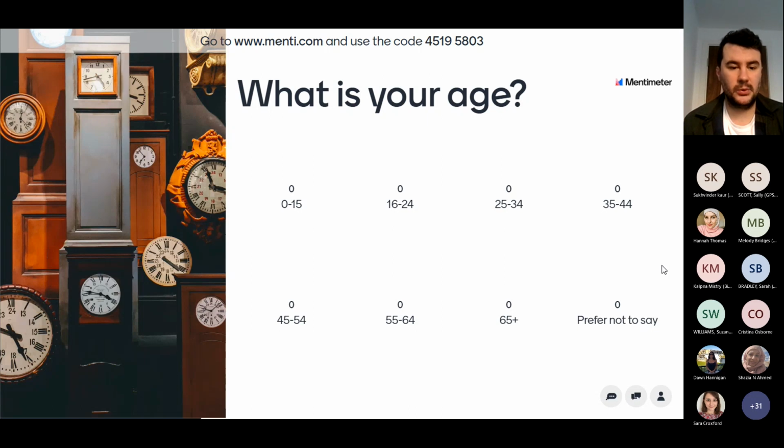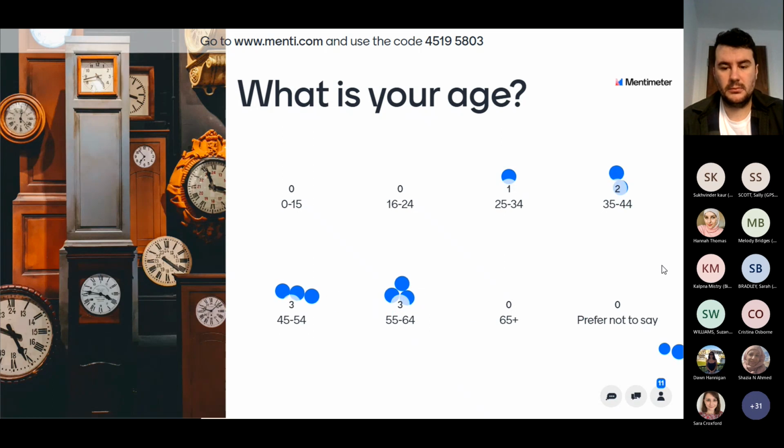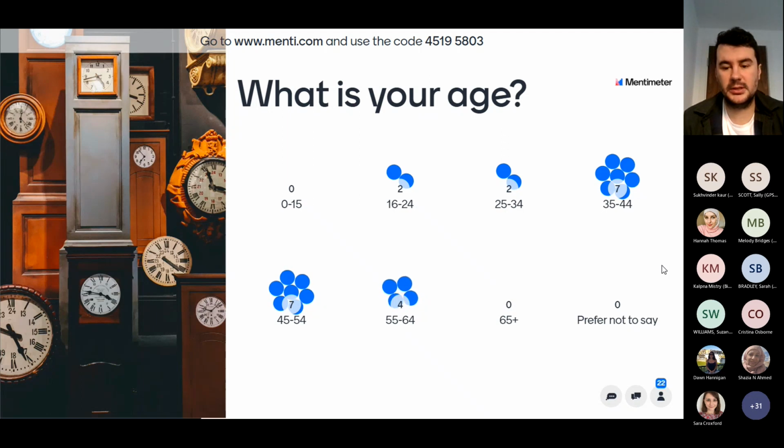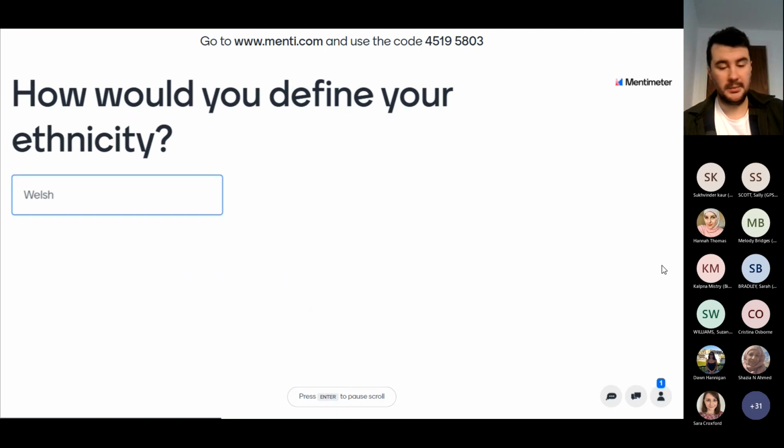Brilliant. What is your age as the first one? Great, can see them flooding in now. 21. Okay, that's great. That's around about the same as we had for question one. Next slide, please. How would you define your ethnicity? And that doesn't necessarily have to be in something that has been categorized for years. If people can just put how they define themselves, that would be great.